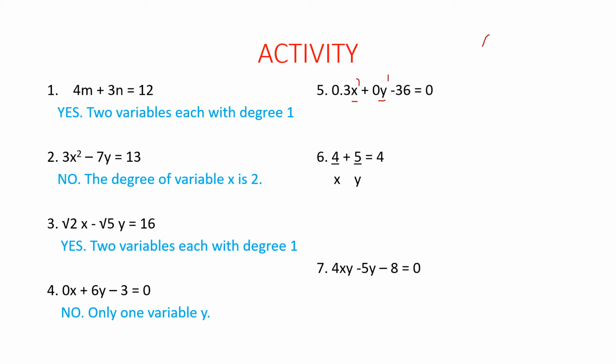Or in other words, 0.3 can also be considered as 3 upon 10, right? So the fractions are allowed as per our conditions. So hence there is no problem with 0.3, but since we are having the variable of y as 0, we cannot consider it, and hence we say that this is not a linear equation in 2 variables, because since there is 0y, it will go away, and what will be left, only 0.3x will be left, and we will be having only 1 variable in our equation.